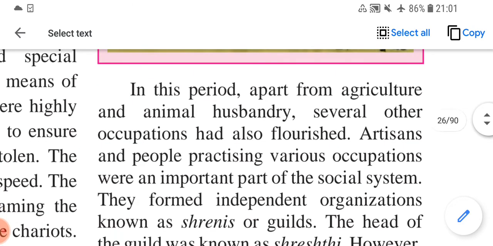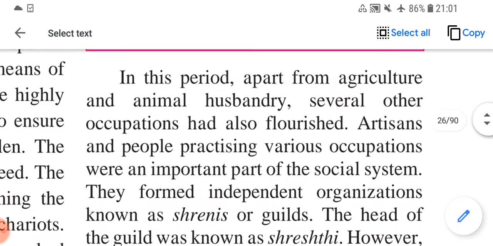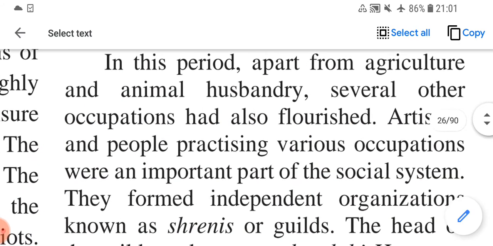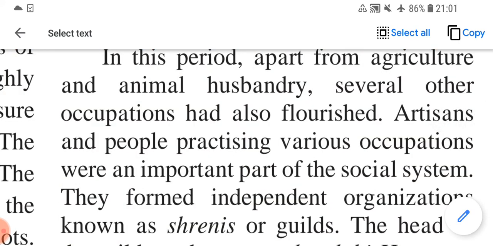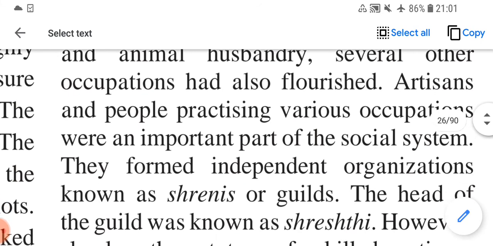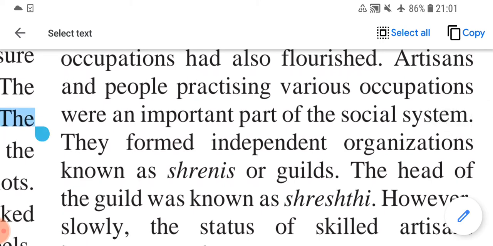In this period, apart from agriculture and animal husbandry, several other occupations had also flourished. Artisans and people practicing various occupations were an important part of the social system. They formed independent organizations known as shrenis or guilds.